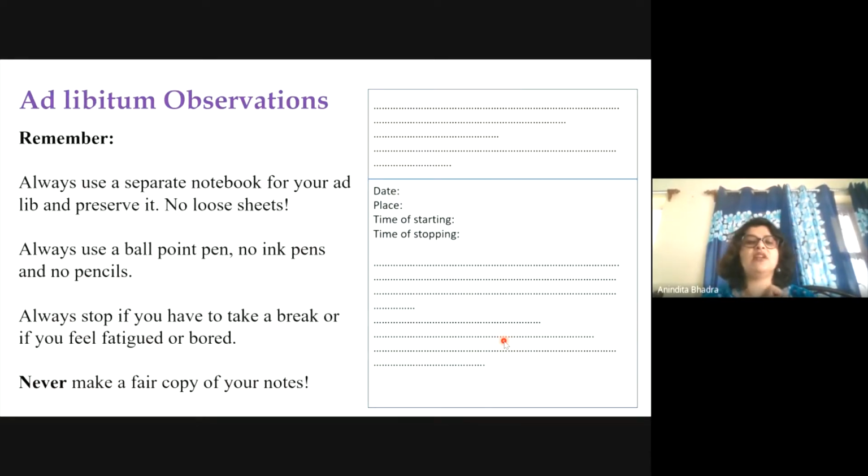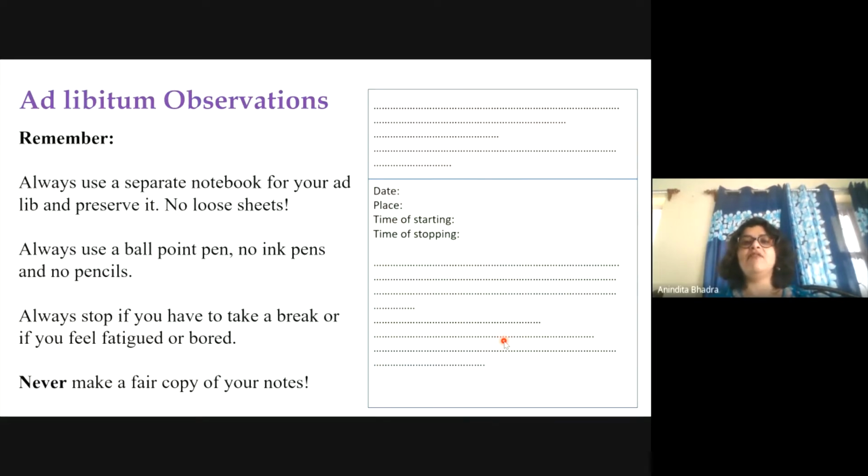Don't mix it with your class notes and anything else. Never use loose sheets. You're going to lose them. Ad libitum data is precious. Always use a ballpoint pen. No ink pens, because if it rains, they might get washed off. No pencils. Always take breaks whenever you're bored. Stop. Don't over-exercise your mind. You are going to lose information. It's not going to be helpful.